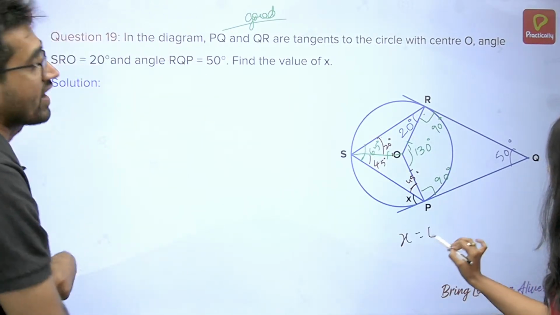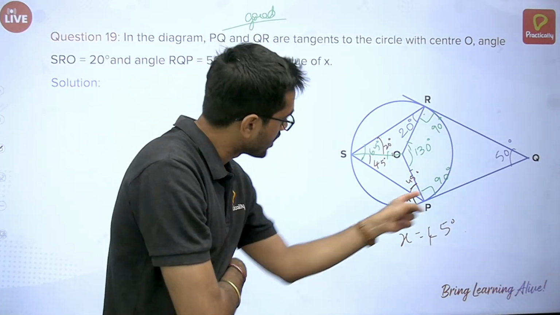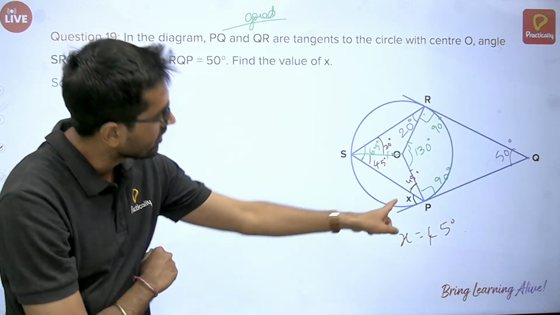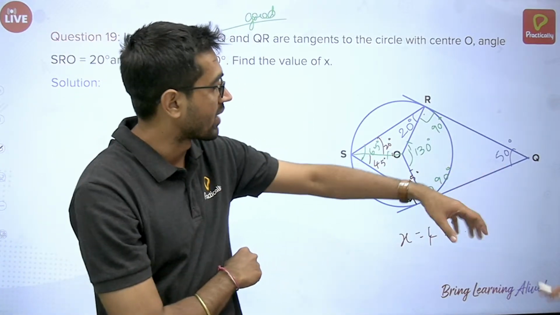So x is 45, but by the way, x is 45 because this is a straight line. So 90 plus 45 plus x is 180. This is why you have to do this. Again, just combining whatever she said.